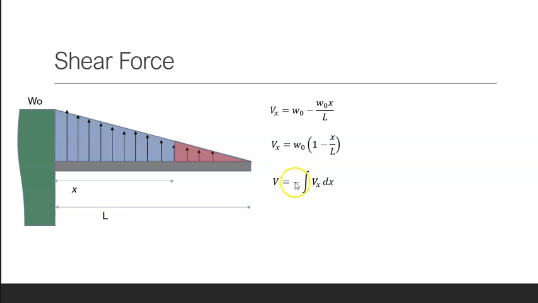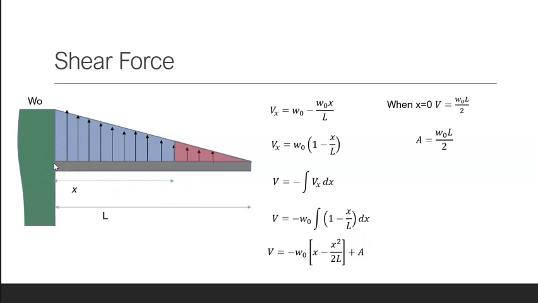So the shear force is equal to minus the integral of v of x dx. And when we do that, we get w naught times x minus x squared over 2L plus some constant of integration a. When x is equal to 0, we're at this point here, and the area of this is just the area of a triangle, w naught L over 2. So a becomes w naught L over 2, and I'm going to stick that back into my equation, and I have my expression for the shear force.